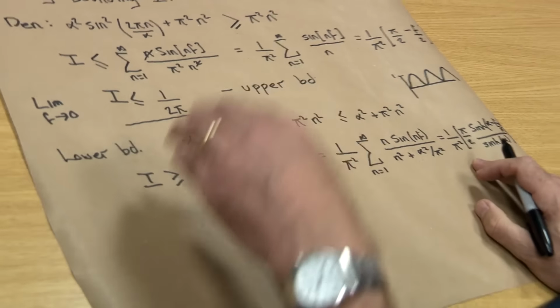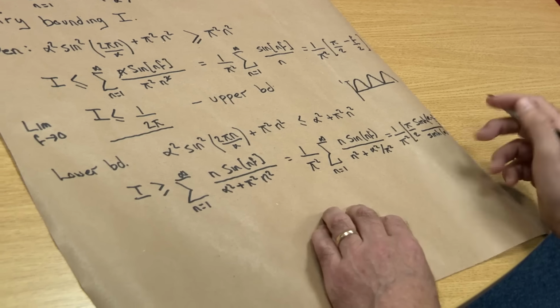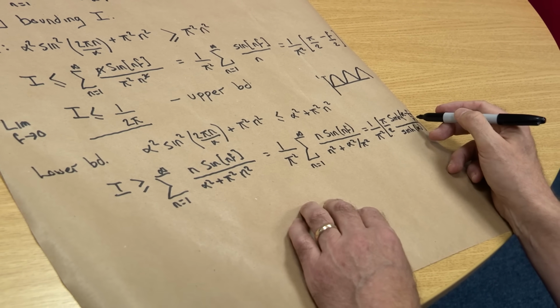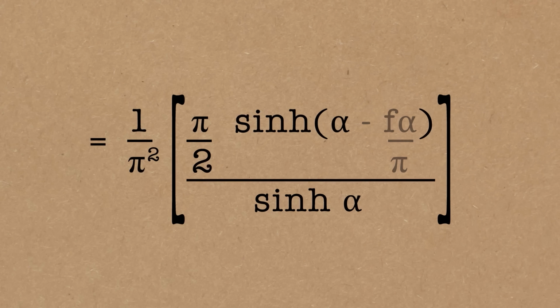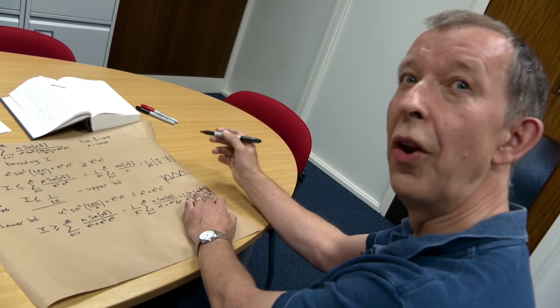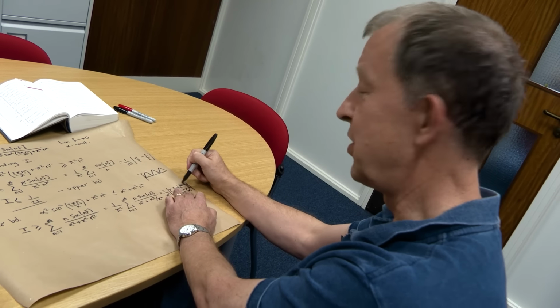Remember, I is going to be bigger than or equal to this sum, but remember I want the limit of f going to 0. So I can once again set f to 0, and can you see that I then get sinh alpha divided by sinh alpha, which is 1. Because it's the same thing.